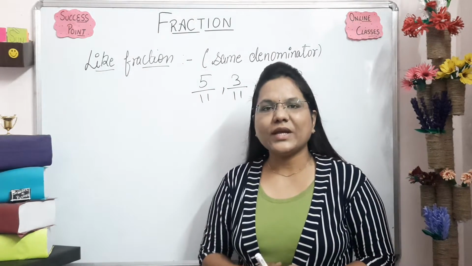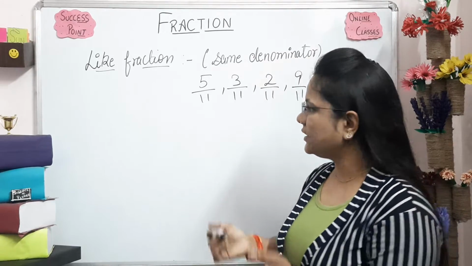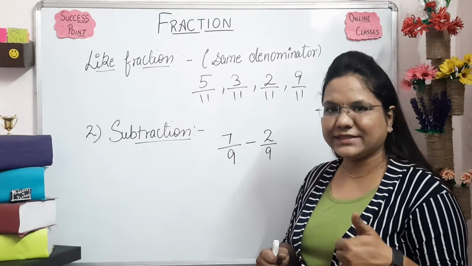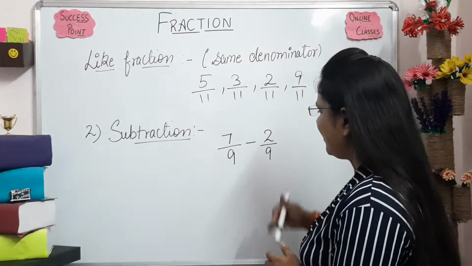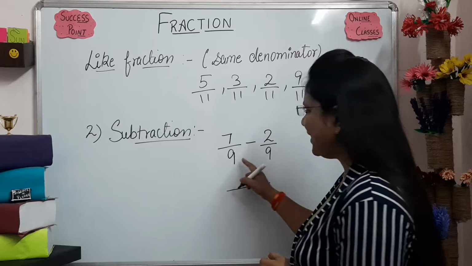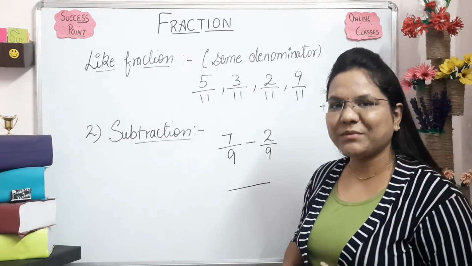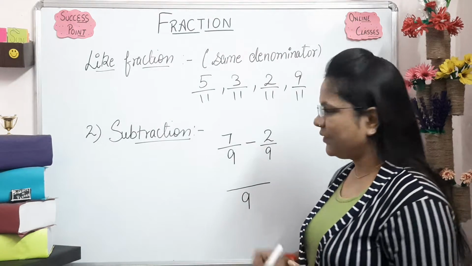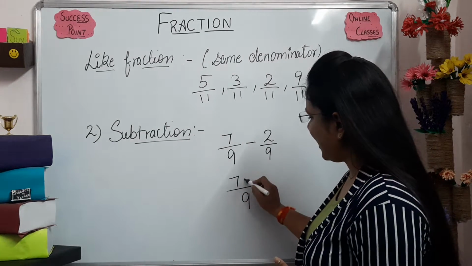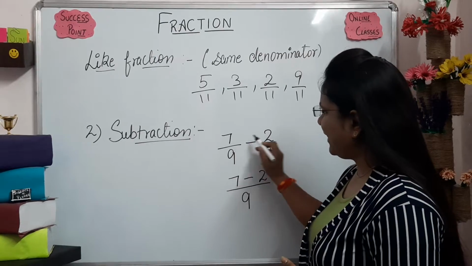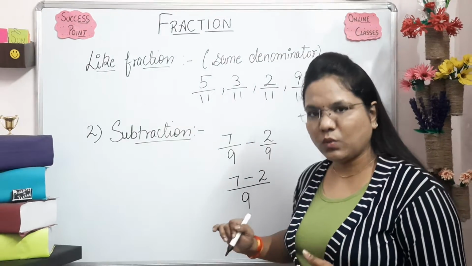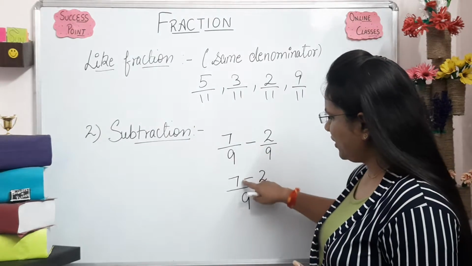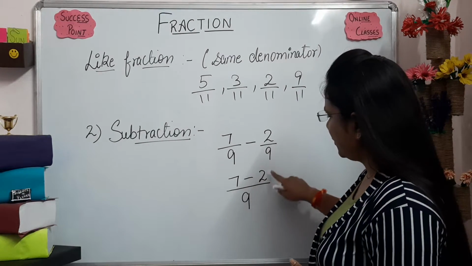Okay guys, so we have the second topic, that is subtraction. Because we are doing like fractions, denominators will be same? Yes, denominators are same. So what will we do? Step number 1, denominators same, done. Step number 2, write denominator only once, done. Like we did addition, we are writing denominators one time and numerators as it is. So 7 here minus 2, done.